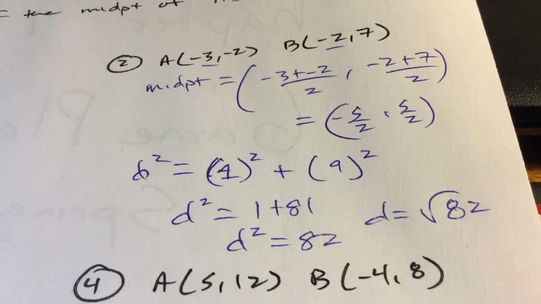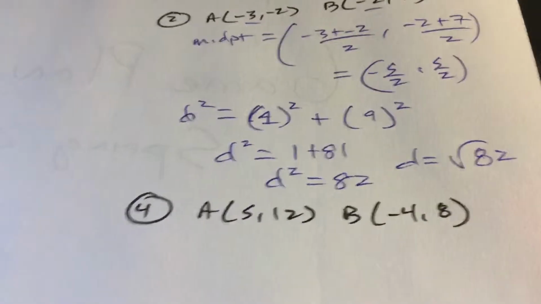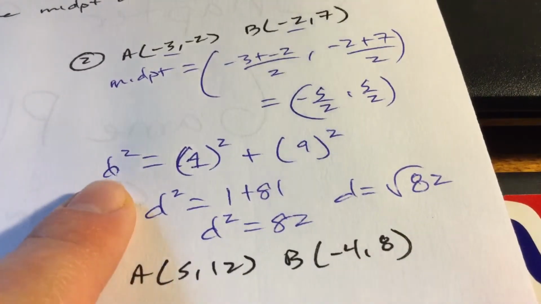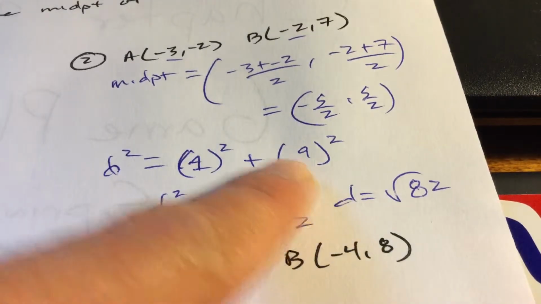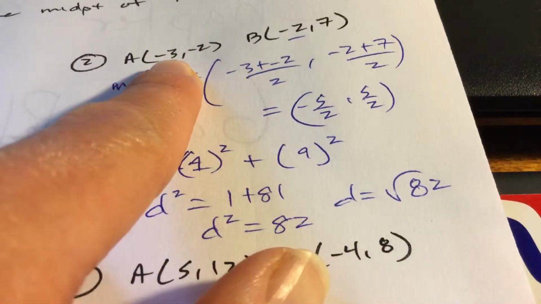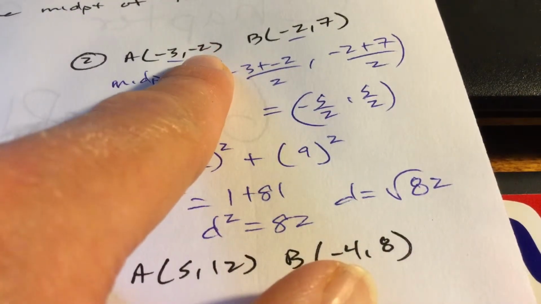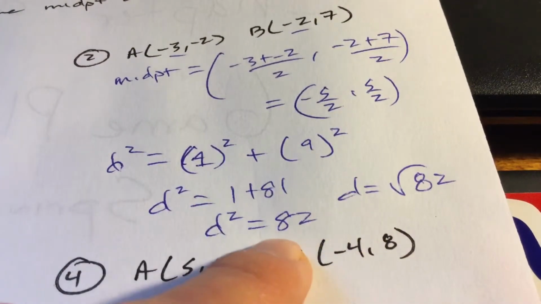Midpoint, take the x's, -3, -2, add them together, divide by 2. I like it better as a fraction there. Take the y's, -2 and 7, add them together and divide by 2. The distance would be the distance from the x distance squared. So it's just Pythagorean theorem. Distance squared equals x distance squared plus y distance squared. In the x distance, you're going from -3 to -2. That's a distance of 1. The y distance direction, you're going from -2 to 7. That's a distance of 9. 1 squared plus 9 squared is 82. Take the square root of 82.